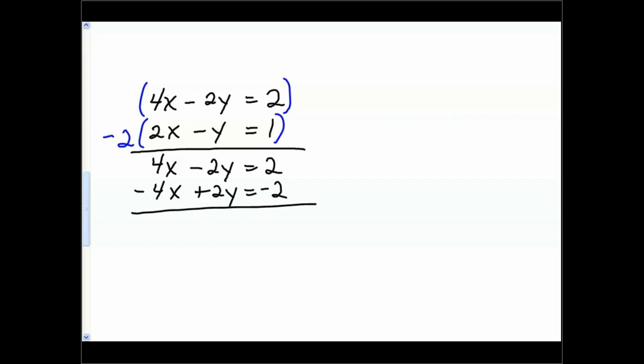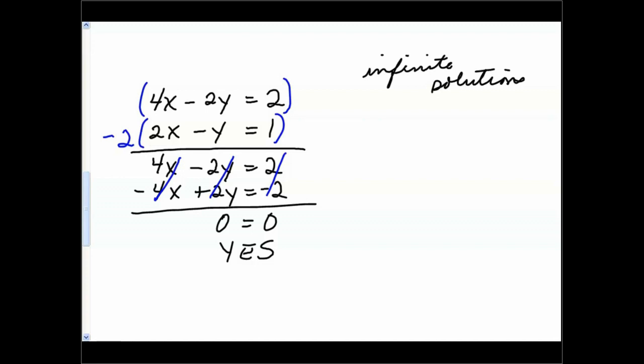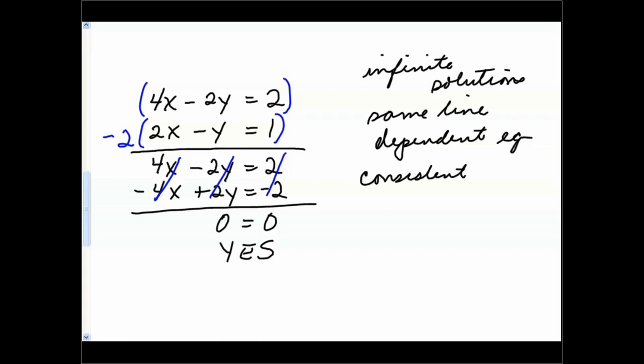Now what happens here is the x terms cancel, the y terms cancel, even the constants cancel, and we're left with 0 equals 0. Well, yes, this is true, so that means we have infinite solutions. These are the same line, but they are dependent equations. A consistent system, because there are solutions, and we write these infinite solutions as all ordered pairs such that, and then you can choose either equation.